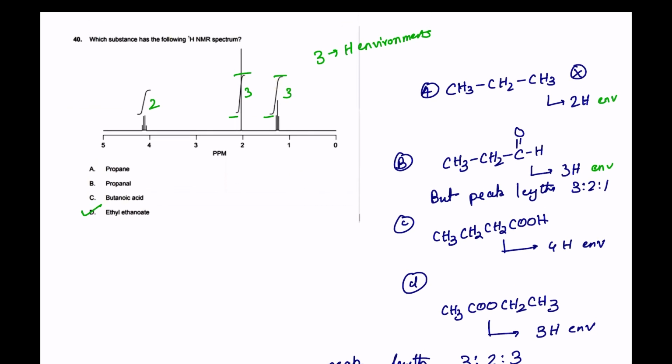In option C, we have CH3, CH2, CH2, COOH. In this case, we have 4 different hydrogen environments. All of the hydrogens here are different. There is no symmetry in this compound. So we have 4 hydrogen environments, but we need just 3 hydrogen environments. So C will also not be correct.